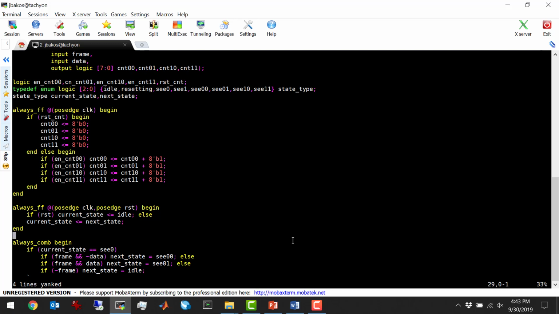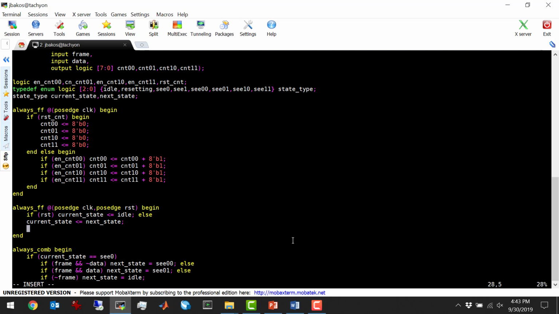Let's see. I'll be lazy and I'll do it the other way. Inside this always_ff, I'm going to add some additional logic here. Oh man, now Charles would never approve of this. This is so sloppy. All right, I'm going to create another always block specifically for delaying the frame signal.